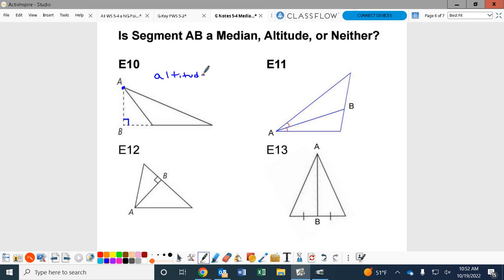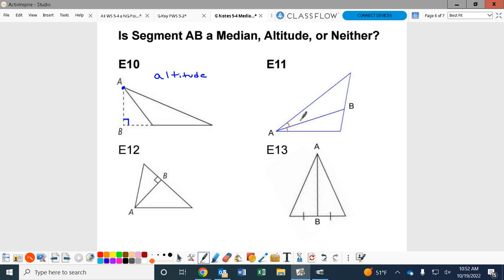What's the other word for altitude? Does anybody know what that is? This is the altitude of the triangle. It is the height of the triangle. That formula, 1/2 base times height, there's the height, the altitude. Okay, sometimes it's outside the actual triangle.